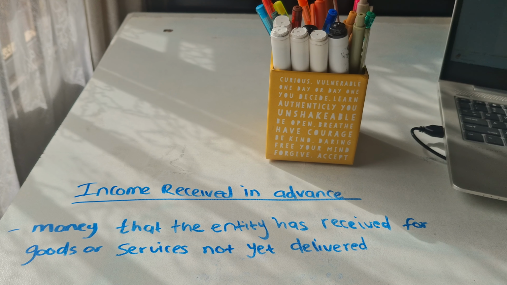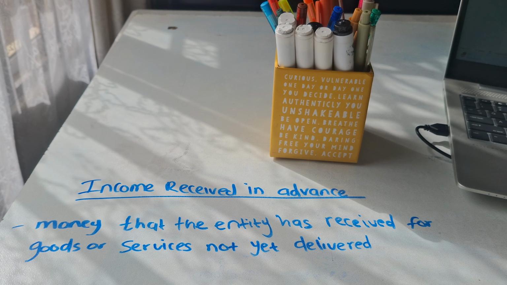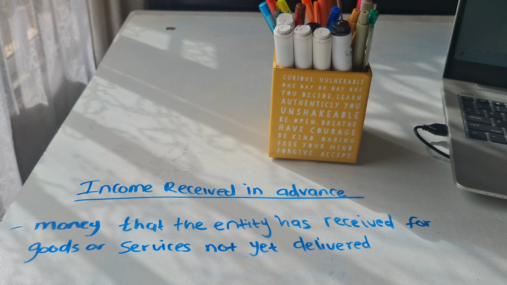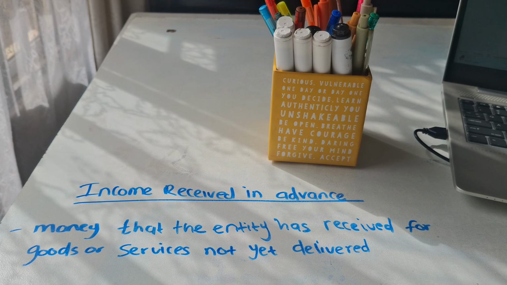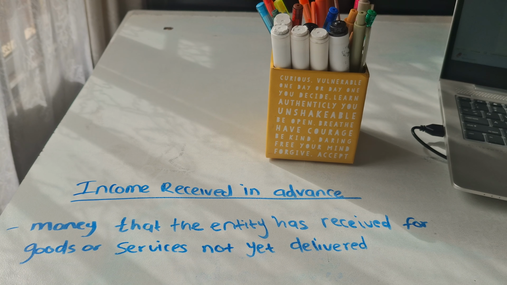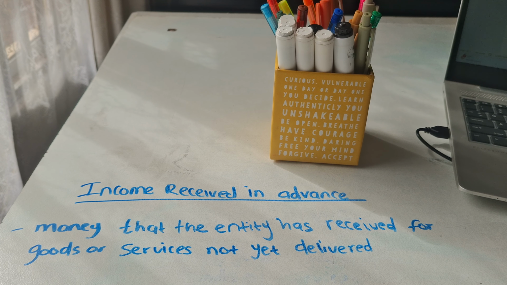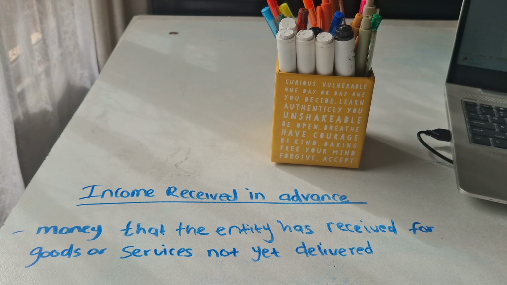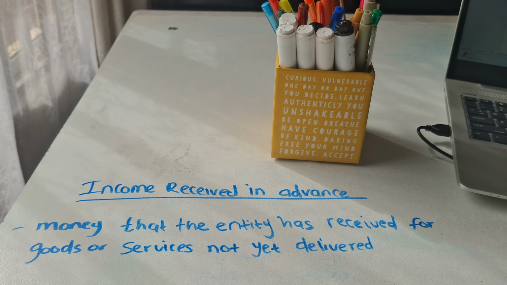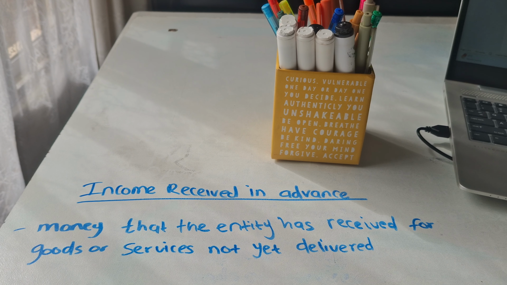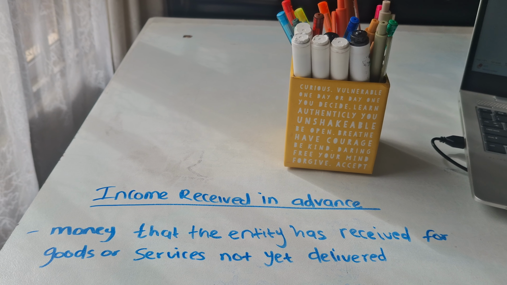So today we'll be looking at income received in advance. Income received in advance is money that the entity has received for goods or services not yet delivered. It's like receiving an upfront payment in simple terms. It's money that you have received, but you haven't done the job yet, so you can't say that money belongs to you now. So we call that income received in advance.